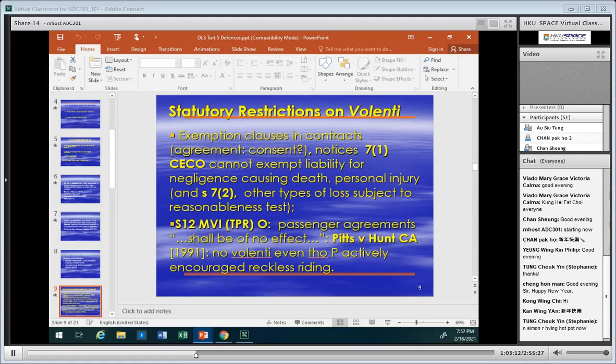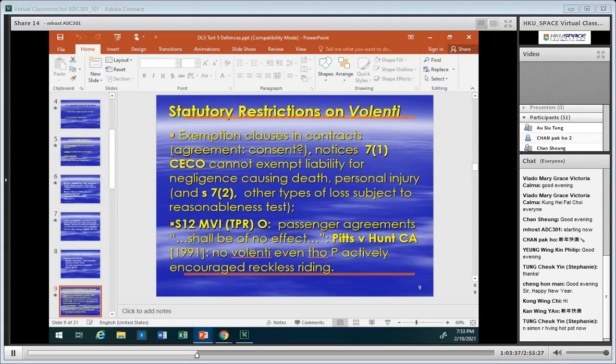Okay, so you could argue that if there's some form of notice warning people, be careful, if you enter this building, you do so at your own risk. Will that be an effective defence? Will that be an exemption clause? Well, it will not work if you're trying to exempt liability for negligence causing death or personal injury.